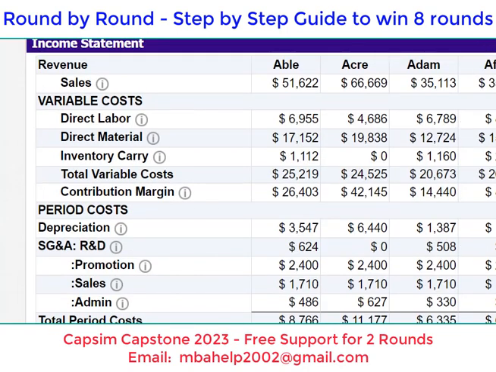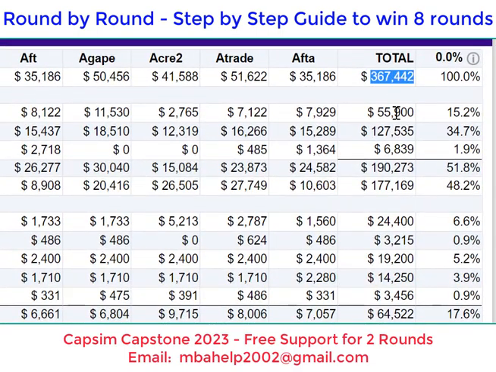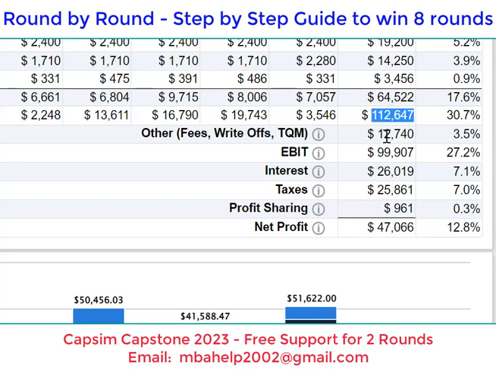And finally we check the pro forma income, so we get 367 million in sales, and also contribution margin of 112 and net profit of 47. So it is quite good result.